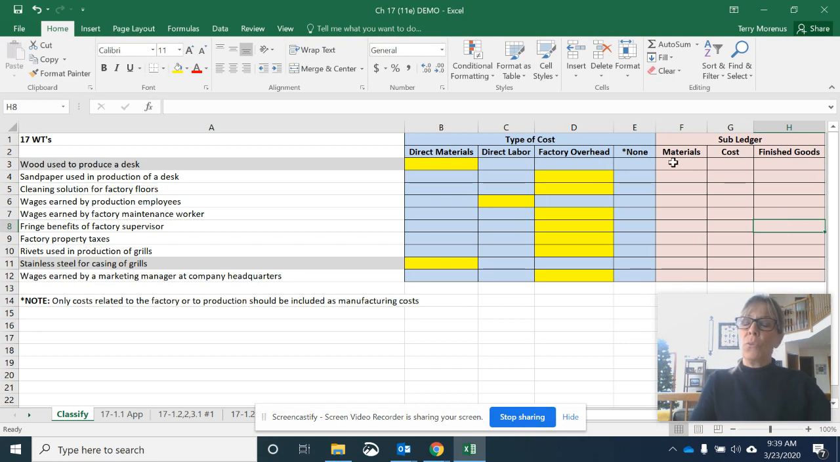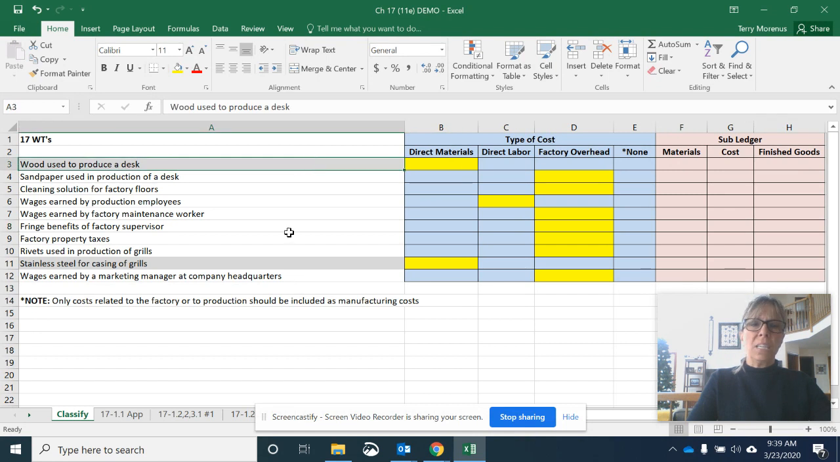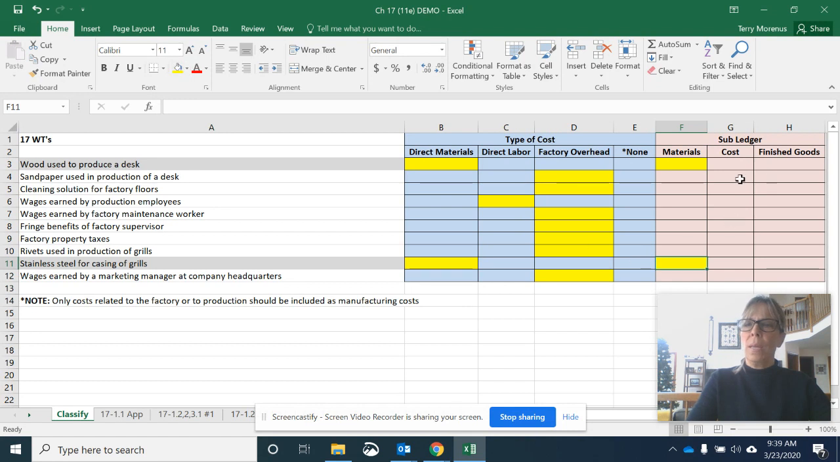Okay. All right. So in regard to costing, I have these materials actually grayed out. These are the major materials that are going to be included in the materials subledger. So we're going to highlight those yellow, okay? And then everything else, I believe, is cost. So sandpaper, that's a cost, right? Cleaning solution for factory floors, that's a cost. And all these other ones are costs.